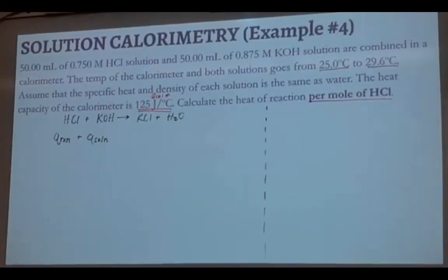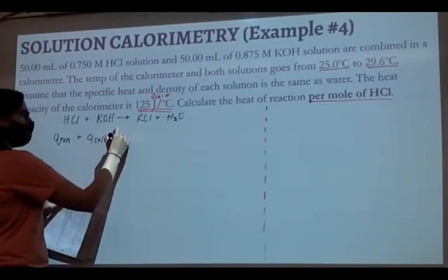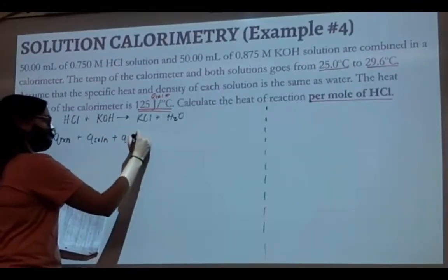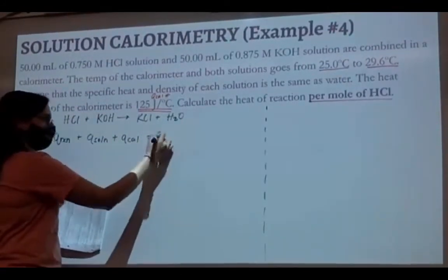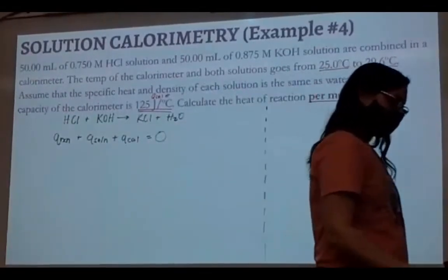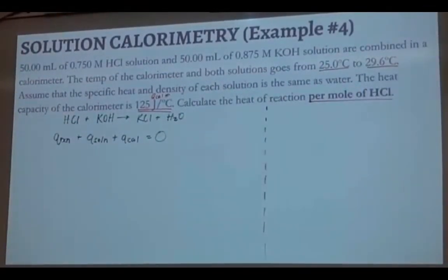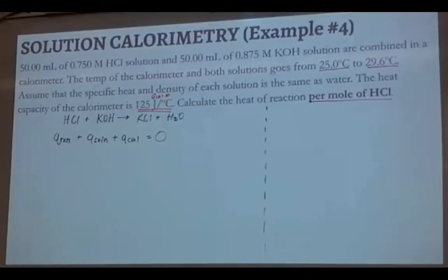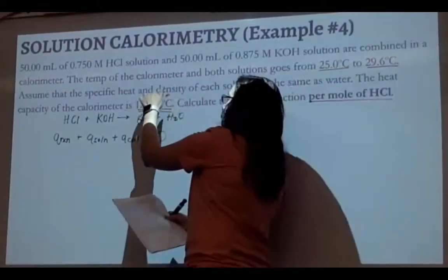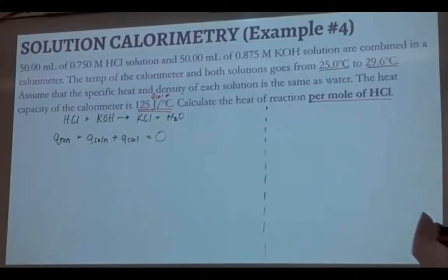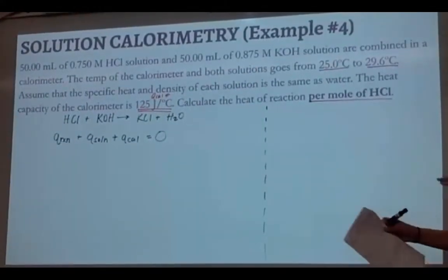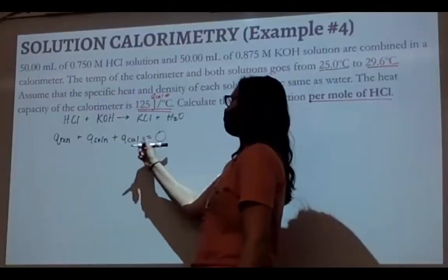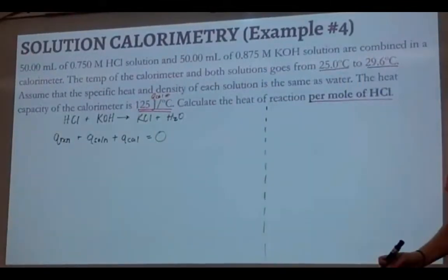Now, because they gave us the heat capacity of the calorimeter, we also have to take into account Q cal. So we have three different focuses in this calorimetry problem. We have the reaction that's occurring, we have the solution that's forming, and we have to take into account the calorimeter. If they would have not given us the heat capacity of the calorimeter, we would not have to include Q cal. You only have to include Q cal when you are given the heat capacity of the calorimeter.